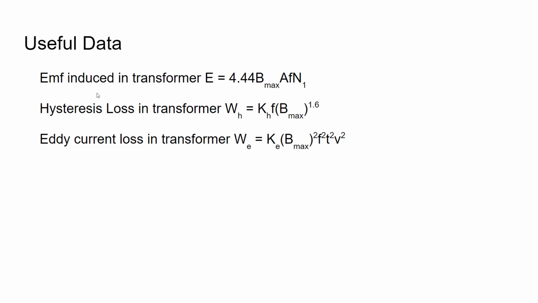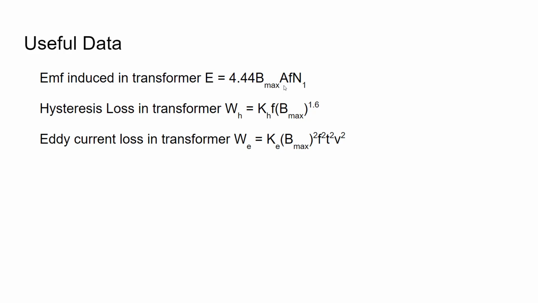EMF induced in the transformer is given by this equation. E is equal to 4.44 Bmax into A into F into N, where Bmax is the maximum flux density and it is measured in Weber per meter square, and A is the area of the transformer core, F is the frequency of the supply, and N1 is the number of turns.